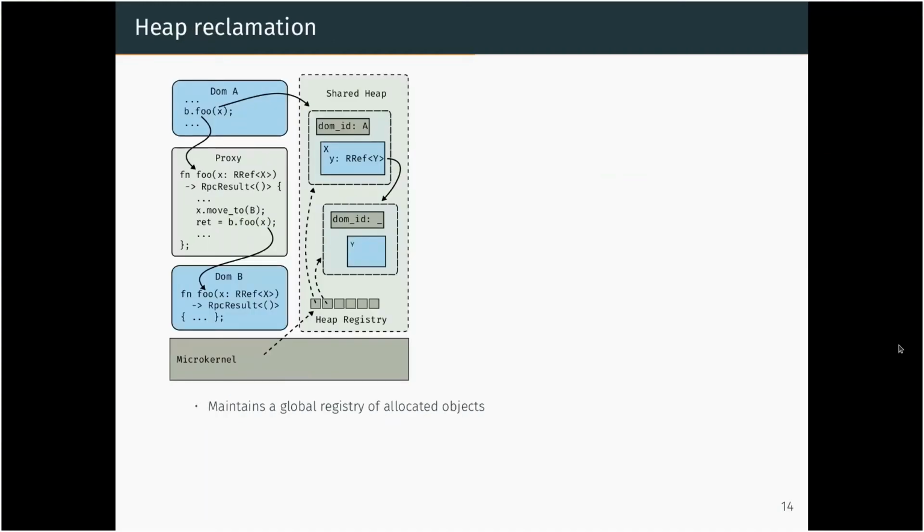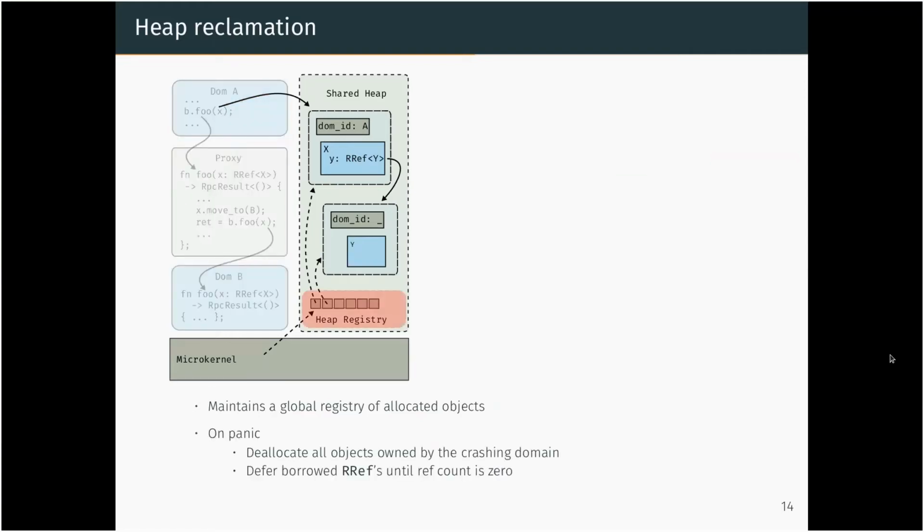Ownership tracking allows us to deallocate objects that are currently owned by the crashing domain. We maintain a global registry of all allocated RRefs. When a domain panics, we walk through the registry and deallocate all references that are owned by the crashing domain. We defer deallocation if an RRef was borrowed until the borrow count drops to 0.